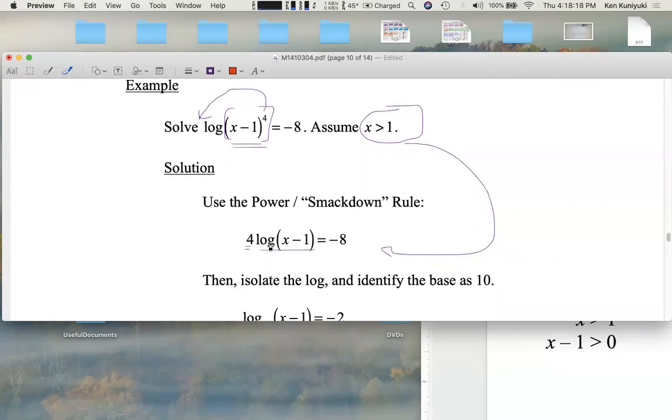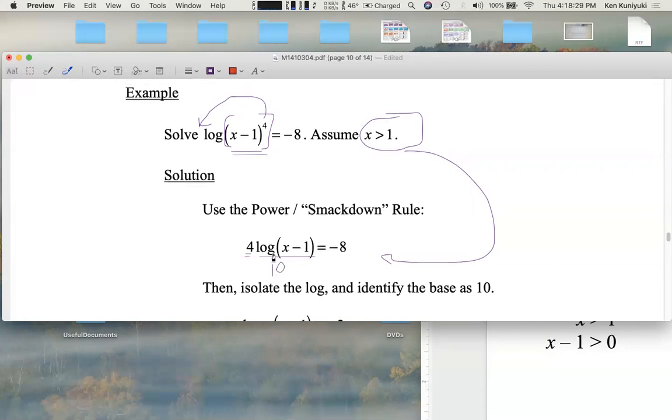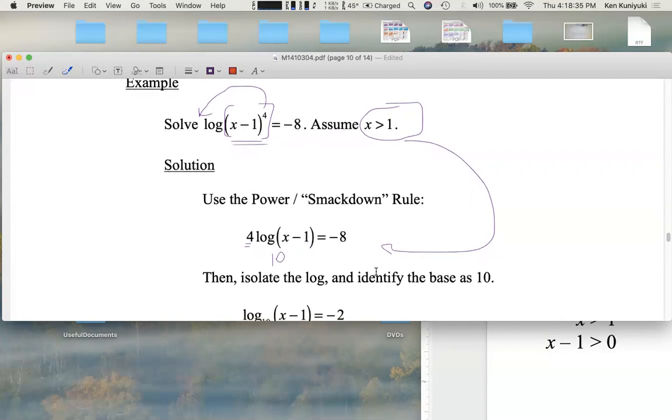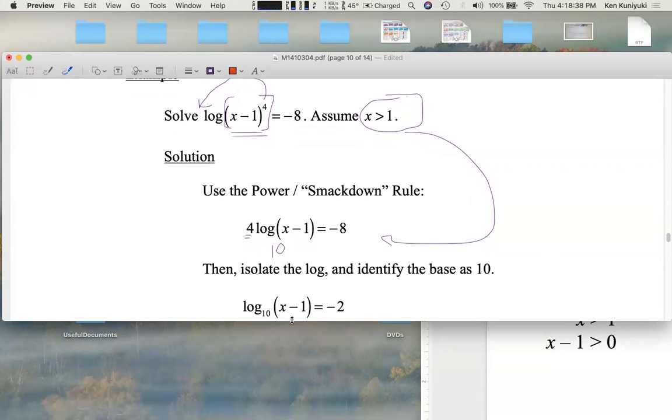Oh, and by the way, it's assumed to be a common log. That's log base what? Log base 10. Remember, if you're working on a particular problem and you see a log expression like this, you assume it's base 10. So we get log base 10 of x minus 1 equals negative 2. Remember, we divided both sides by 4, and here I decided to clearly indicate that the base is 10. It was assumed to be 10 way back here. Common log.